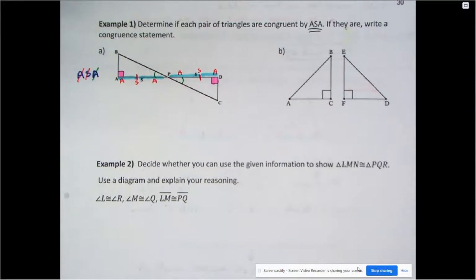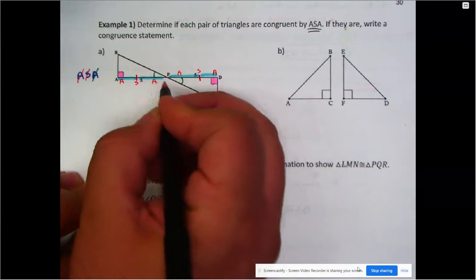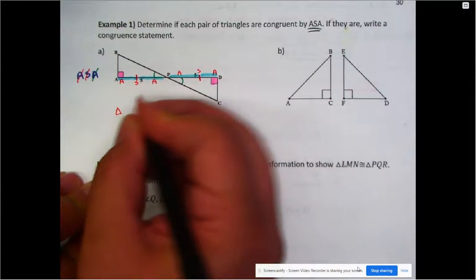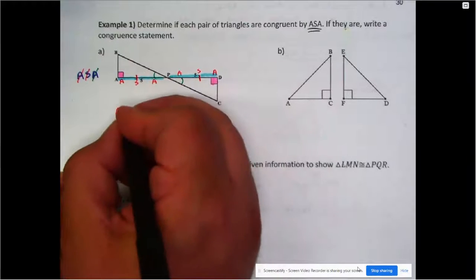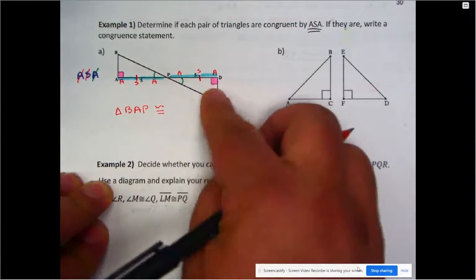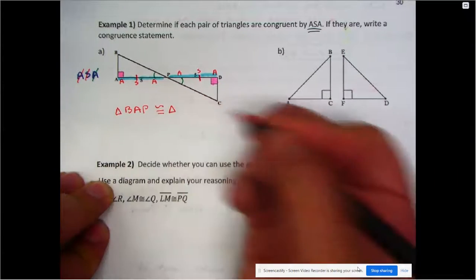But now here's what they said. They did say name a congruent statement, or name the triangles. So you have to kind of do two things. I have to name the first triangle, whatever order I want. For instance, I could call it triangle BAP. So BAP is congruent. Now I'm going to name this triangle, but now order matters. Here's where you have to watch out. First of all, don't forget the triangle symbol.